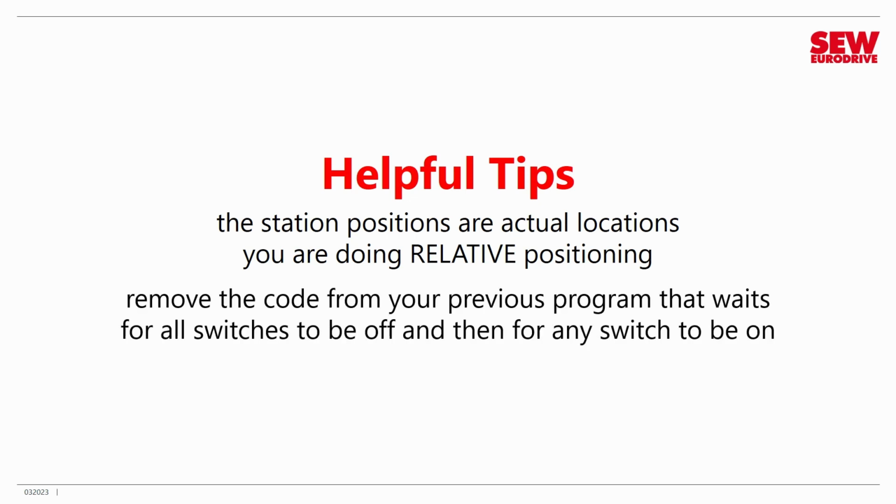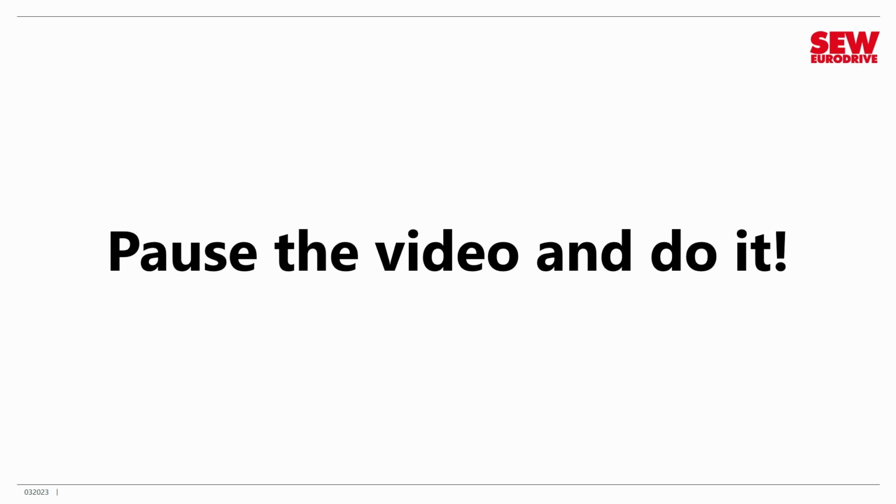And here's a second helpful tip. Remember, since you're reusing some of your old code, that we had you wait for all the switches to be off and then for any switch to be on to sort of start things rolling. Well, you can remove that code from this program. You actually don't want it. You'll find out later this program is eventually going to develop into your final sort of senior project code. So you don't want that. So remove those two while statements that did that wait from your existing code. Okay, that's all I'm going to say, other than pause the video and give it a try.